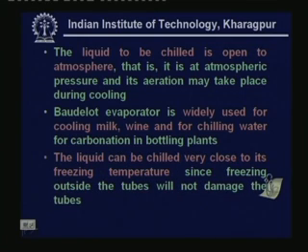One advantage of this kind of an evaporator is that the liquid can be chilled very close to its freezing temperature, since freezing outside the tubes will not damage the tubes, okay. So this is one of the advantages of Baudelot type of evaporator.